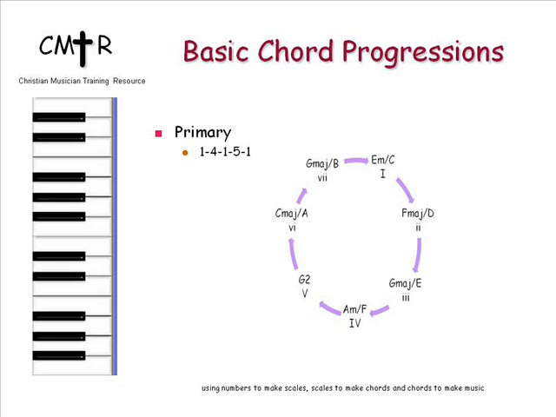This is a 1-4-1-5-1 chord progression in the key of C. The 1 chord is a C major triad with C in the bass. The 4 chord is an F major triad with F in the bass. And the 5 chord is a G2, which is a G major triad with the 9th added.